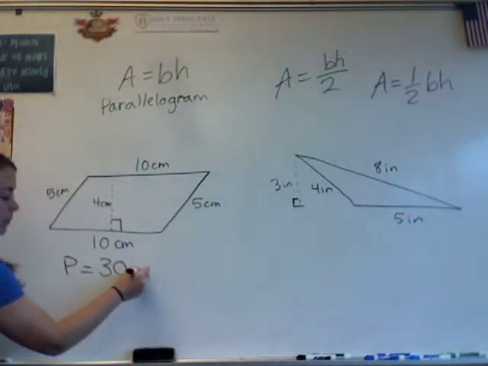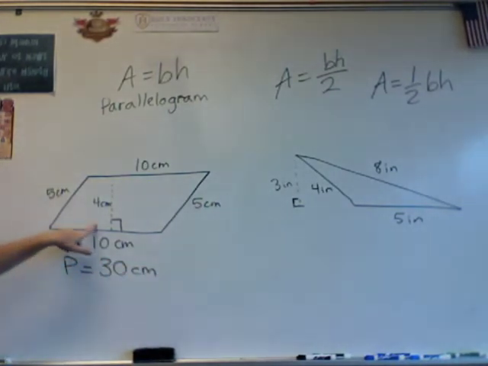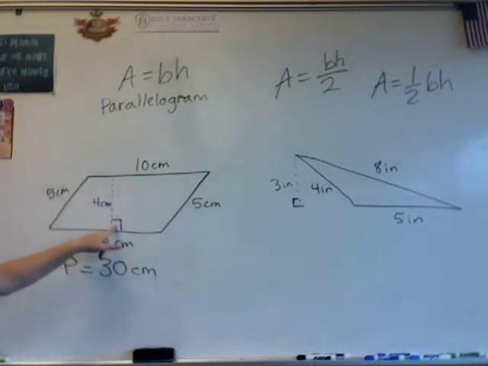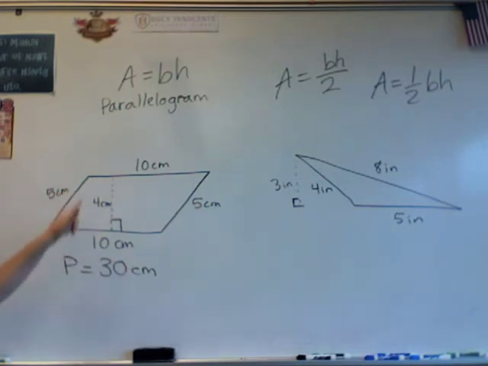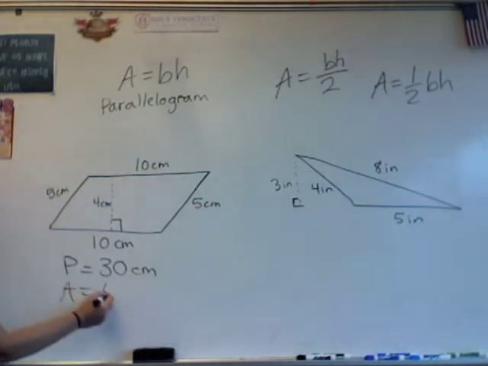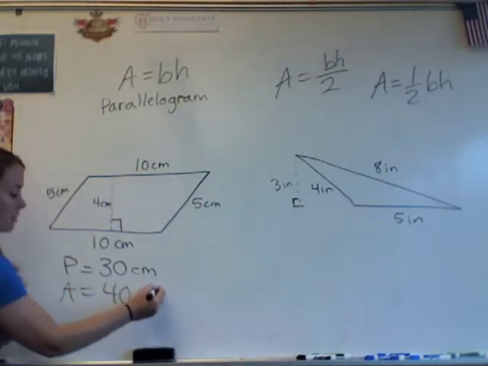and get our 30 centimeters. This 4 here would not be factored into our perimeter. But with our area, the 4 is important because our base is our 10. And again, remember what I said about the height. The height has to come straight out of the base at a right angle. So this 4 is coming out of that base of 10 at a right angle. So our area is 10 times 4, or 40 centimeters squared.